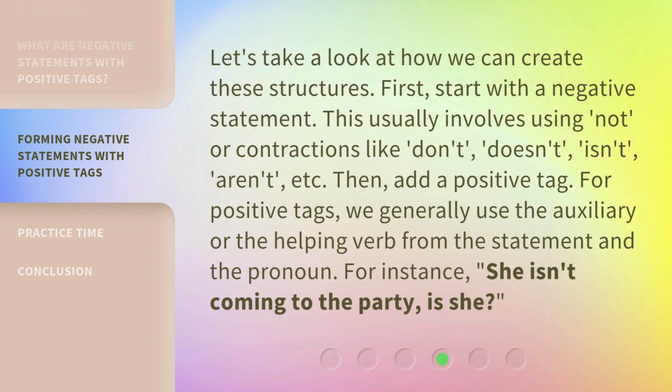Let's take a look at how we can create these structures. First, start with a negative statement. This usually involves using not or contractions like don't, doesn't, isn't, aren't, etc. Then, add a positive tag. For positive tags, we generally use the auxiliary or the helping verb from the statement and the pronoun. For instance, she isn't coming to the party, is she?